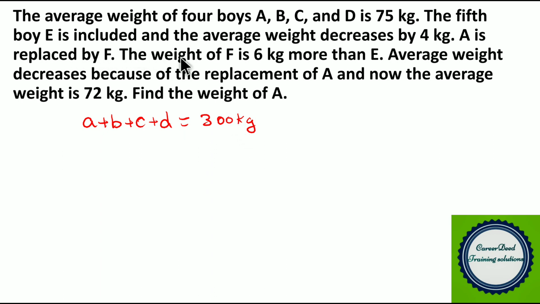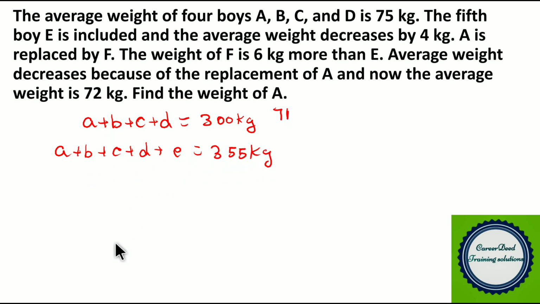The fifth boy E is included and the average weight decreases by 4 kg. So when you add the fifth boy E, A plus B plus C plus D plus E, the average decreases by 4 kg. So initial average is 75. If average decreases by 4 kg, it will be only 71. Then what will be sum of weight of all these 5 boys? So we totally have 5 boys now, right? So you will be writing it as A plus B plus C plus D plus E divided by 5 equal to 71. So 5 into 71, you get 355 kg.